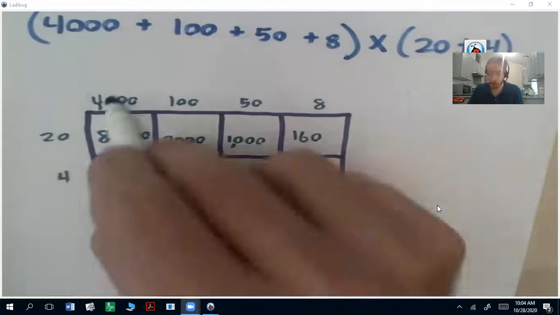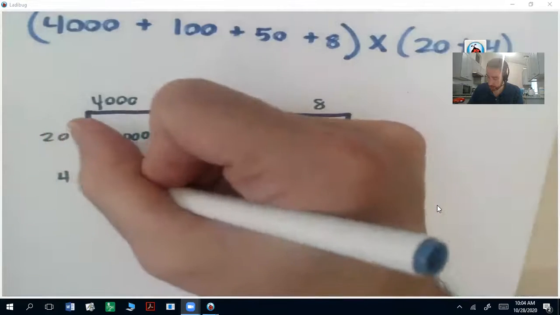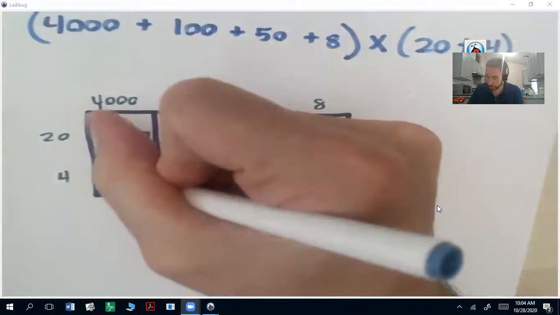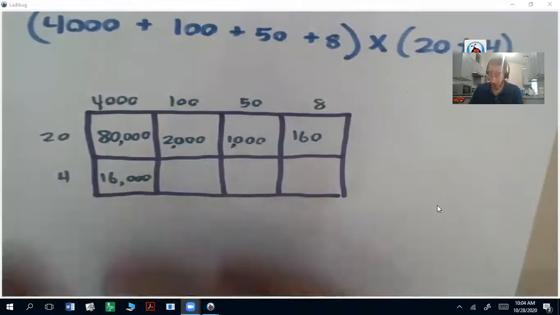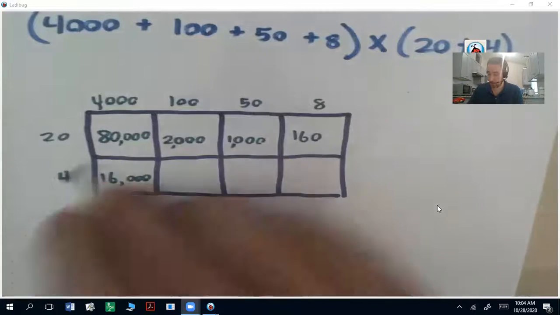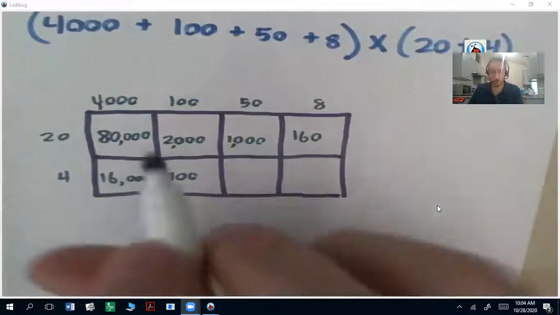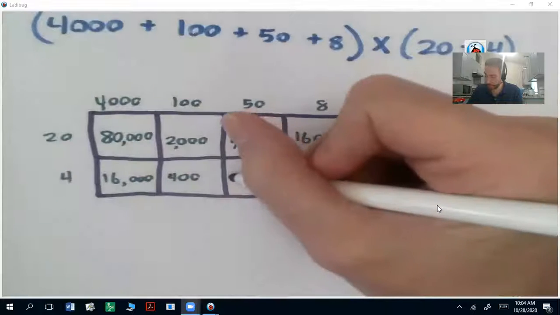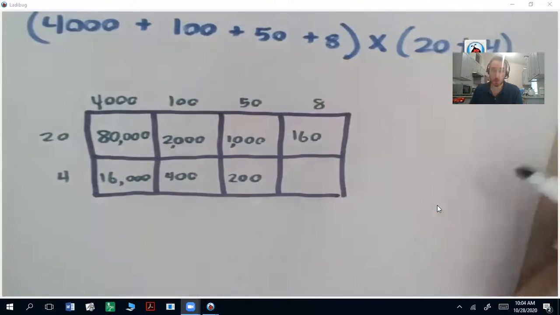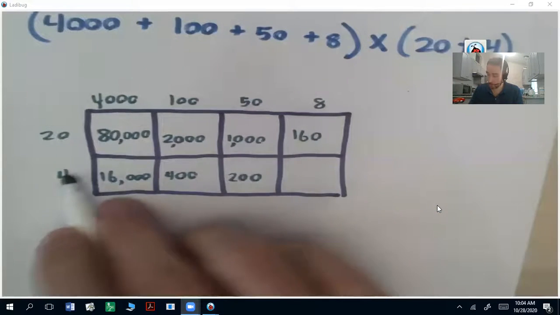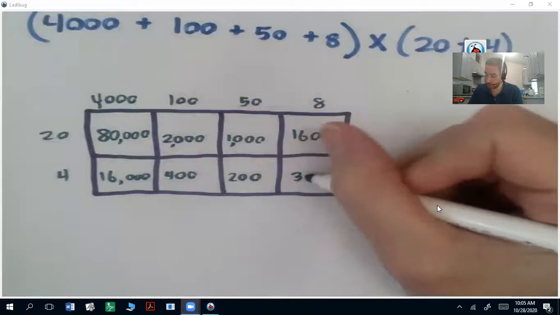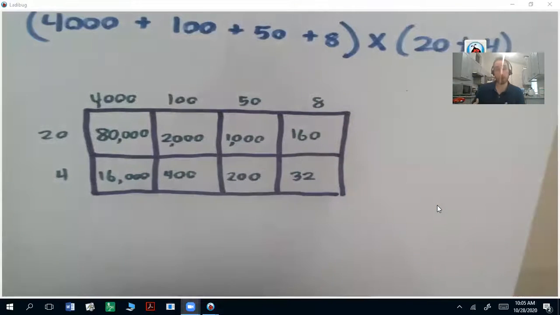Go down here, 4 times 4 is 16 with 3 zeros. 4 times 100, 4 times 1 is 4 with 2 zeros. 4 times 5 is 20 with a 0. And 4 times 8 is 32. So you got to know your basic one-digit multiplication facts to be able to do this.